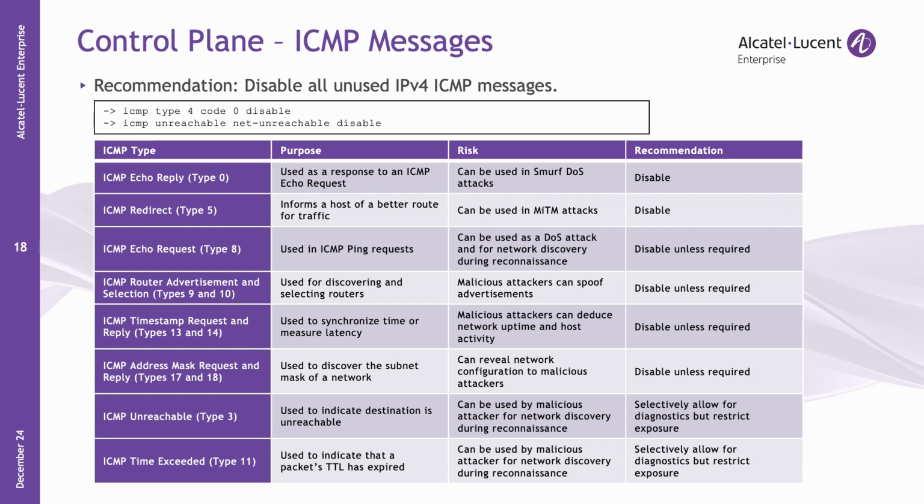So the table highlights the purpose of the ICMP message and the security risk involved in each of the messages. In OmniSwitch, you can disable an ICMP message by using the ICMP type command with the type and code. For example, to disable the source quench ICMP message type 4 code 0, enter the command ICMP type 4 code 0 disable. In addition to the ICMP type command, many commonly used ICMP messages have separate CLI commands for convenience. For example, to disable a network unreachable message, you can put the command ICMP unreachable net unreachable disable.